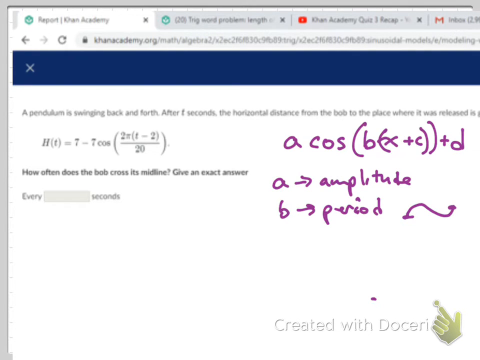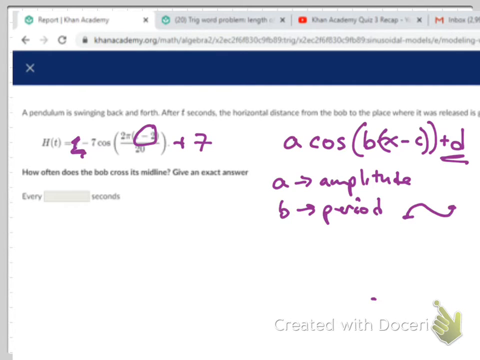And then C would be the horizontal shift. Actually, I'm realizing, as we've done with the others, that should be a minus for C. And then D would be the vertical shifts. So this one is a little tricky because they put your D in the front. I probably would have put +7 if I were writing it. And then I knew that that would be shifted up 7, and shifted to the right 2. And my A, my amplitude, well, it's a vertical reflection, but the amplitude is 7.